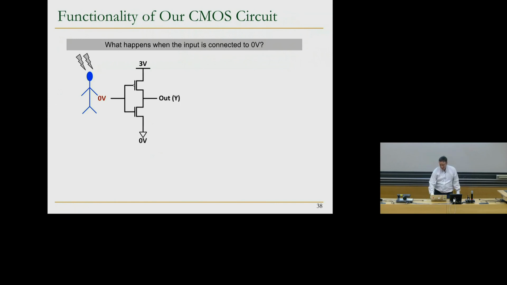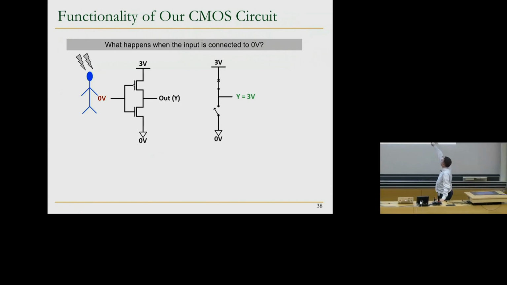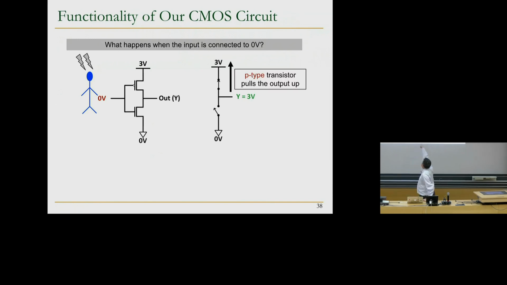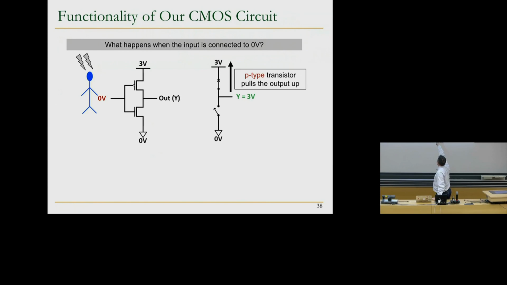Excellent. So it looks like this. And if you are solving basic electrical equations, you see that if this is closed, and at the top we had 3 volts, then this point will also be 3 volts. And this part will be open. Let me just finish. So this P-type transistor managed to take our output and pull it up to the higher point.